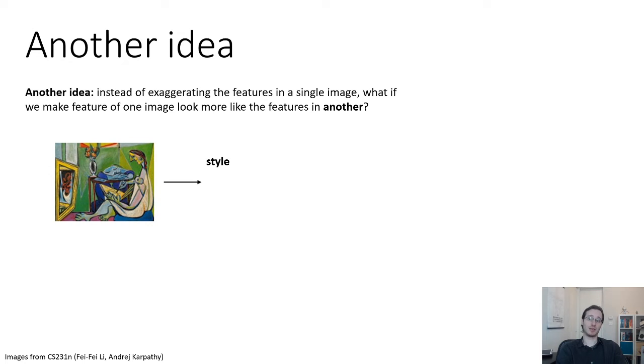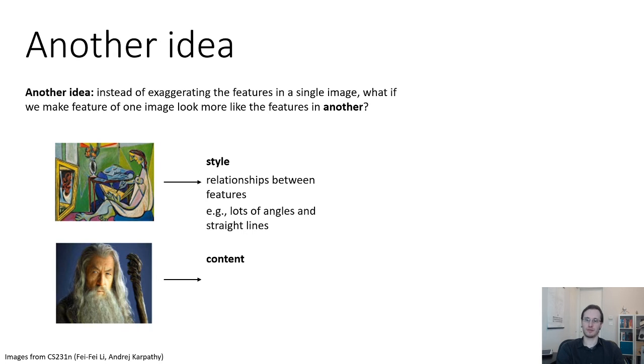For example, what if we take a painting and we somehow extract its style by looking at the statistics of the features in that painting? Maybe that style is represented by the relationships between features, like which features tend to occur closely together. Maybe there are lots of angles and lots of straight lines, but not a lot of curvy things, right? That might be one stylistic aspect of the picture.